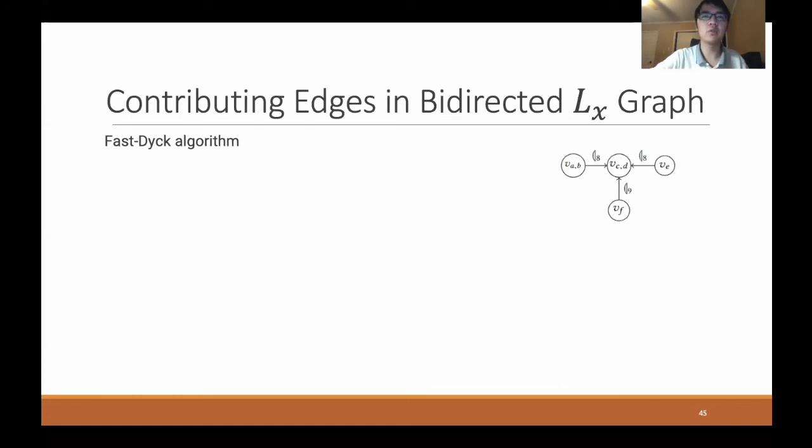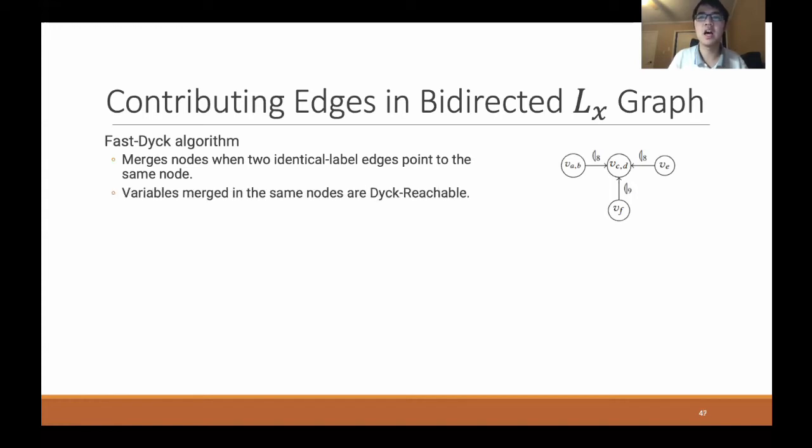Finally, we show how to compute contributing edges using Dyck reachability. Because the graph is bidirected, for convenience, we only present the open parenthesis edges. In a bidirected graph, Dyck reachability becomes symmetric, meaning that if a node A is Dyck reachable to B, node B is also Dyck reachable to A. Because Dyck reachability is also transitive, Fast-Dyck algorithm can perform node merges when it finds two identical open parenthesis edges pointing to the same node. After all the node merges, variables in the same node are Dyck reachable to each other.